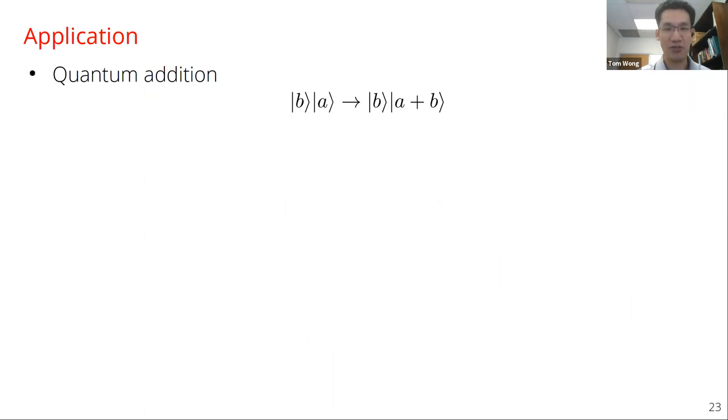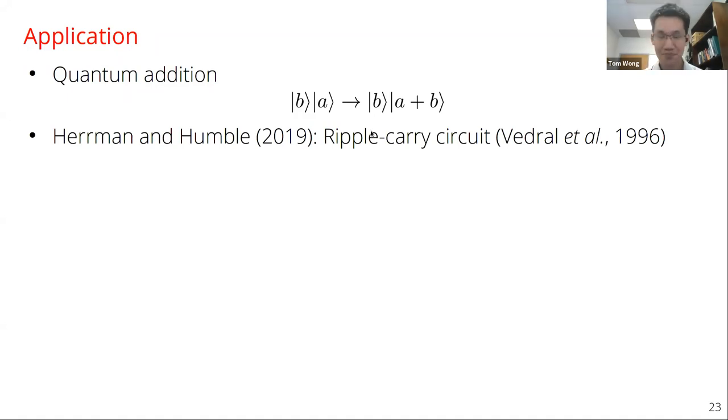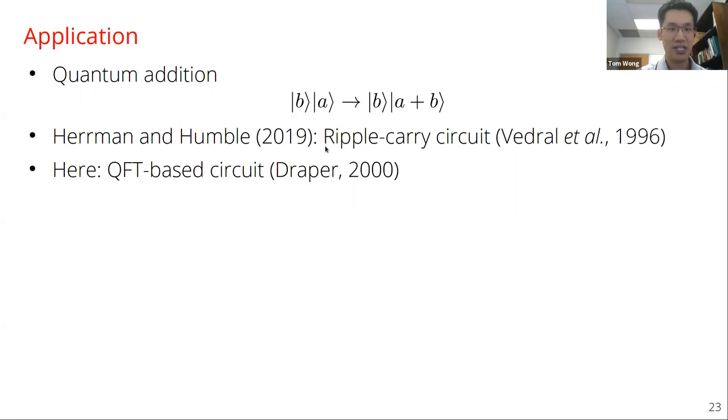If you're trying to add two bit strings, A and B, then in order to do this in a reversible way, you replace, say, A with the sum of A plus B. That way it's a unitary evolution. And there are different circuits to do this. One way is a quantum version of the classical ripple carry circuit. Hermann and Hummel, when they proposed dynamic quantum walks, showed how you can implement this ripple carry addition circuit using their construction. What we're going to look at in our paper, which utilizes the single qubit gates and controlled single qubit gates, is the addition circuit based on the quantum Fourier transform that Draper introduced.